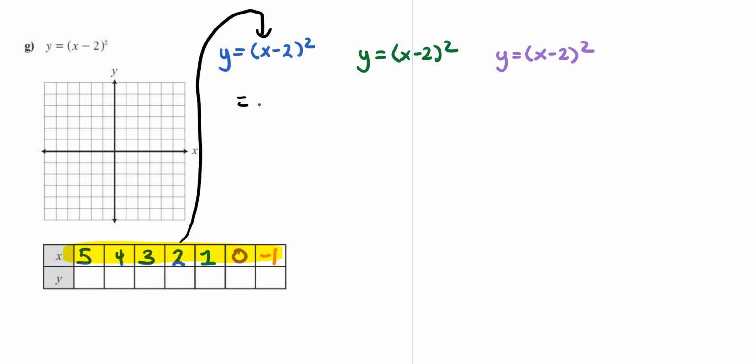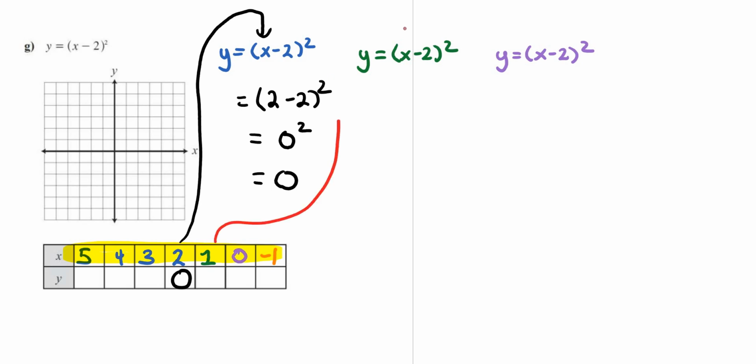All right, so now I have these brackets here, so that's going to be (2 minus 2) all squared, and 2 minus 2 is going to be 0 to the power 2, and 0 to the power 2 is just going to be 0. So when x equals 2, y is going to be 0. All right, now let's try 1 next. So that's going to be (1 minus 2) all squared, and 1 minus 2 is going to be negative 1, and negative 1 squared is going to be positive 1. So when x is equal to 1, y is going to be equal to 1.